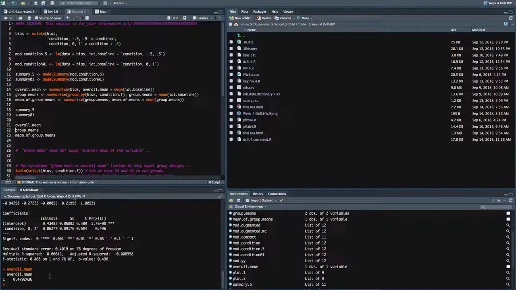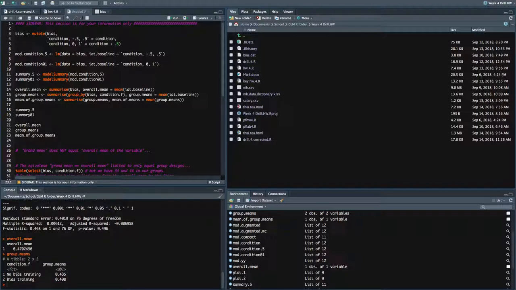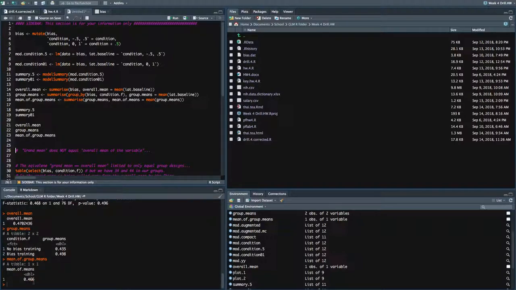I can see that my overall mean for IAT baseline is 0.47. If I run group means, I can see that for my no bias training group the mean was 0.435, and for the bias training group the mean was 0.498. And if I take the mean of those two means, I get a mean of 0.466.